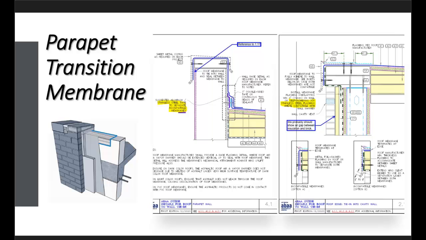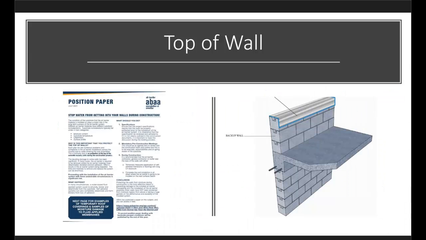So the transition membrane just makes sequencing of the trades a lot easier. The last point here is that you can use it to dry in the top of the wall during construction.